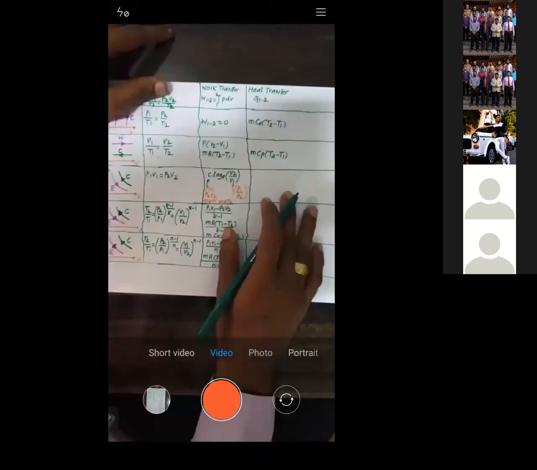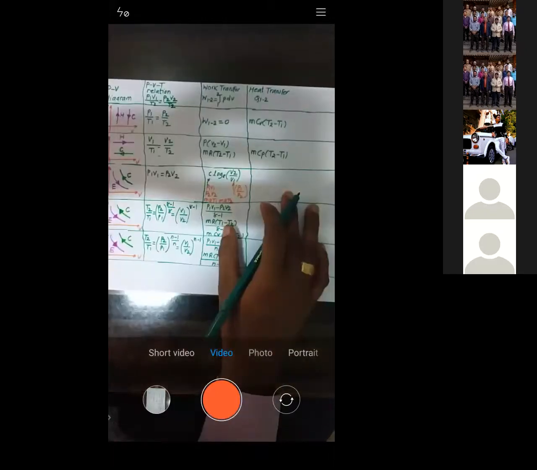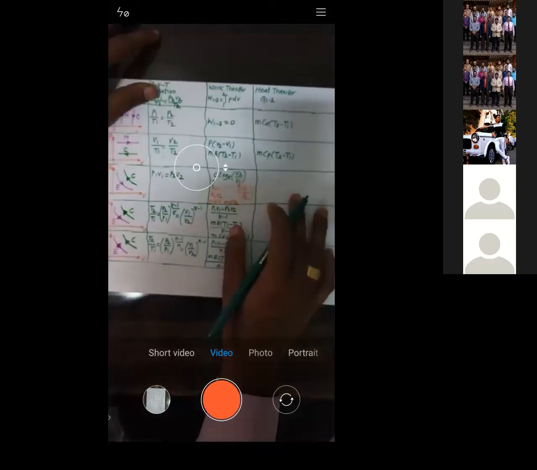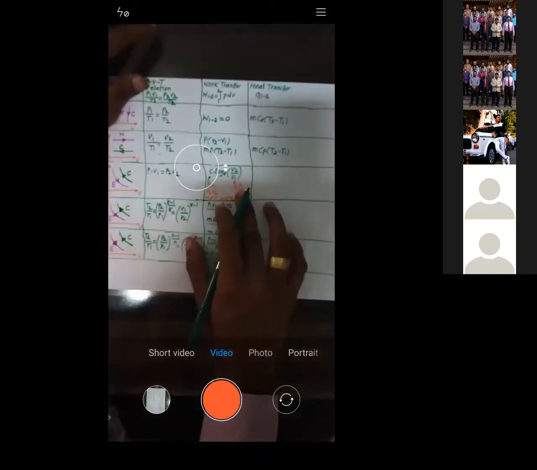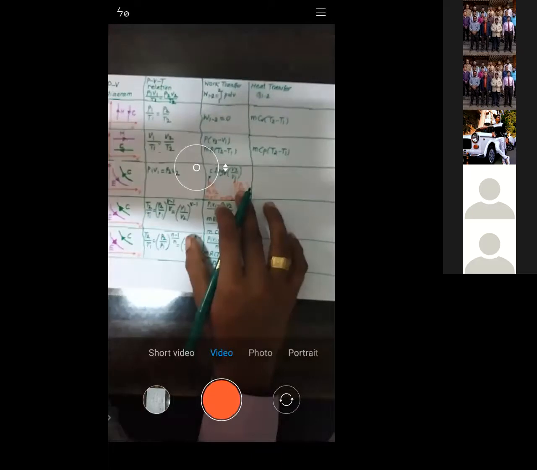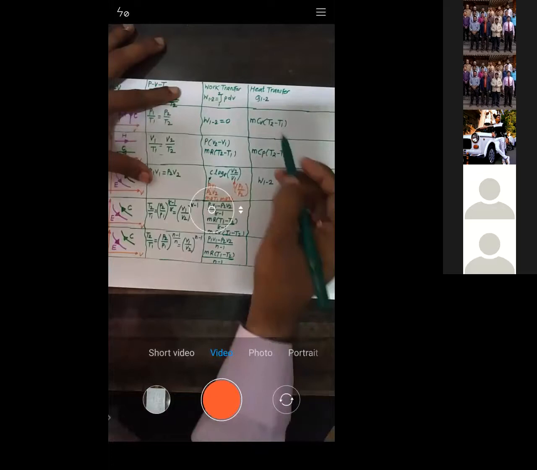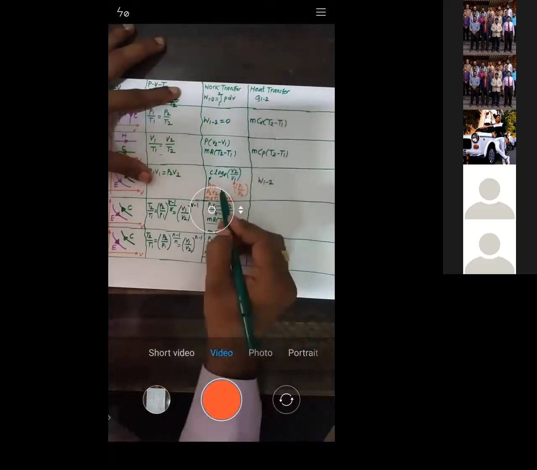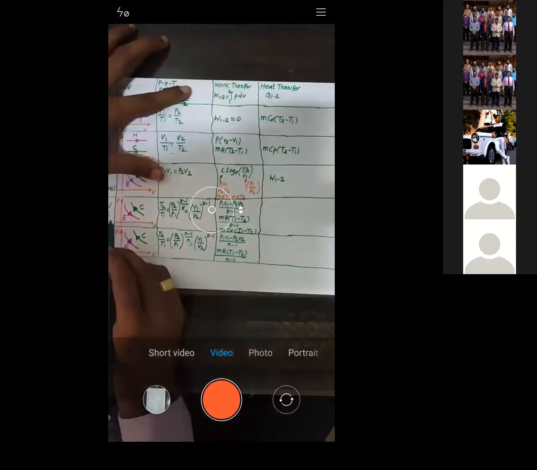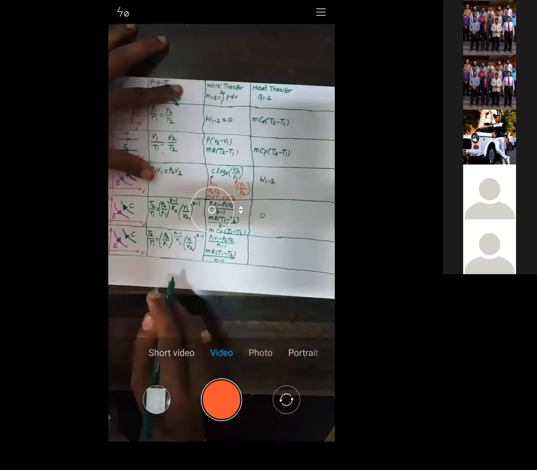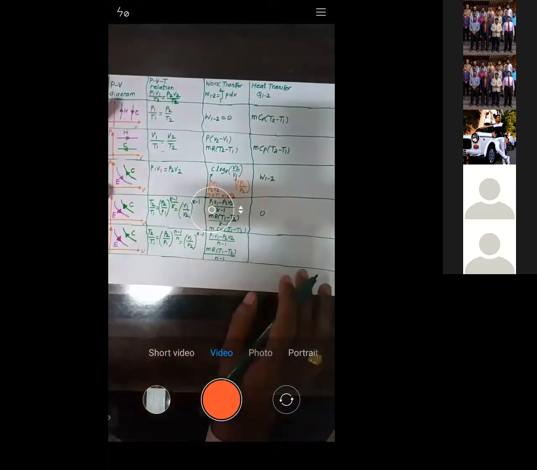Now let us calculate for the third process, the isothermal process. For an isothermal process, what is the value of heat transfer? Heat transfer is equal to work transfer, and this is the work transfer, right? Now for an adiabatic process, obviously heat transfer is 0, because the name itself indicates adiabatic.